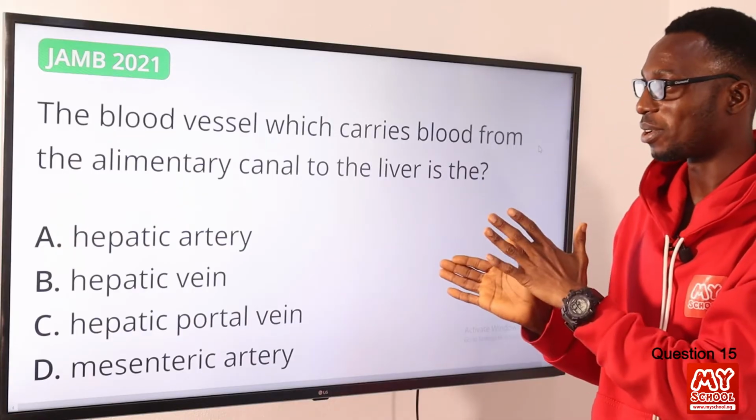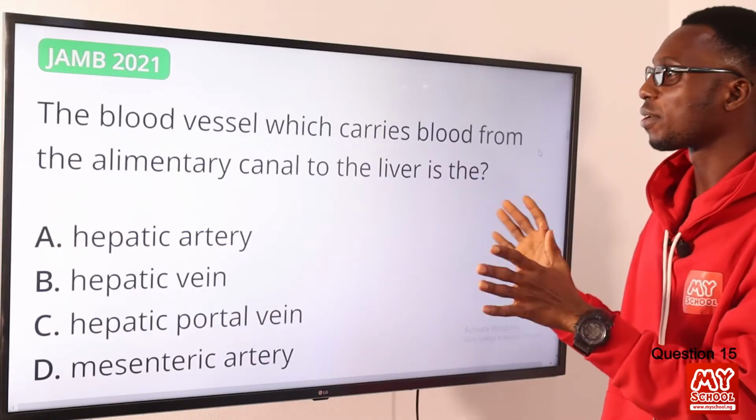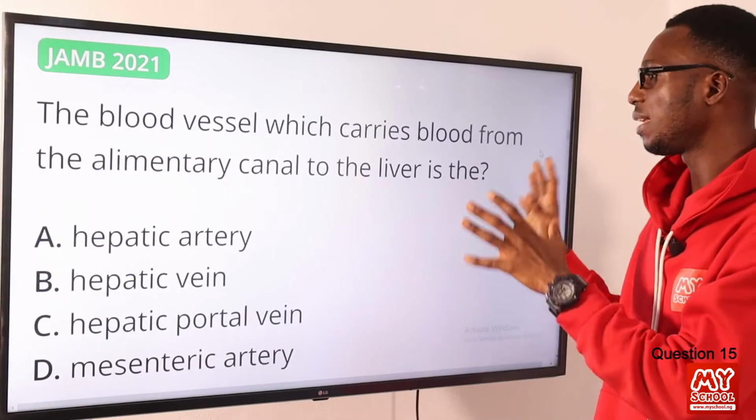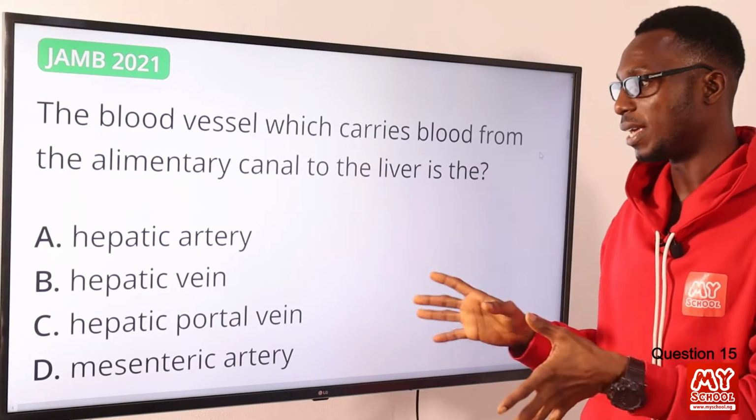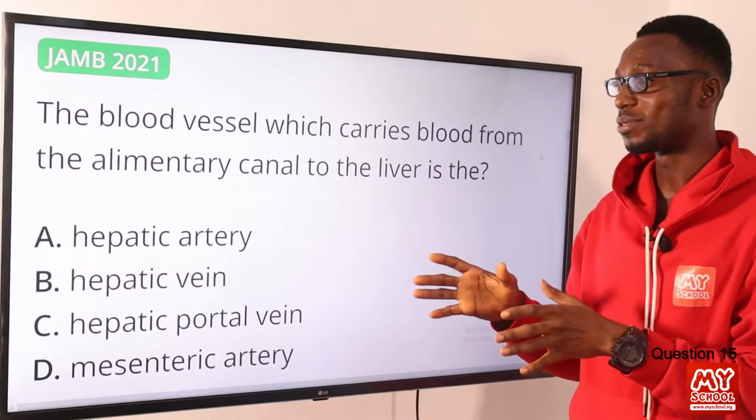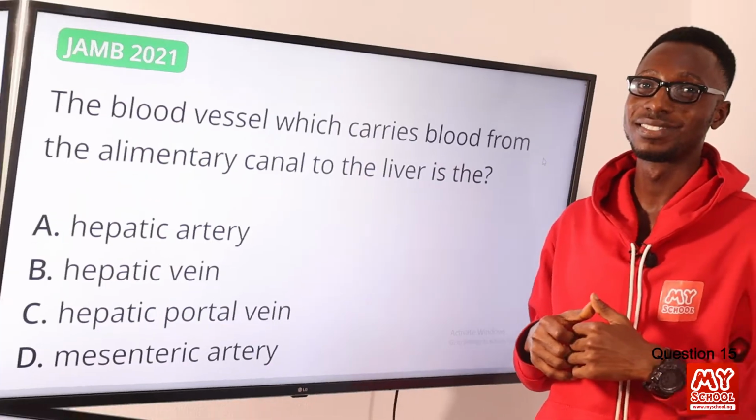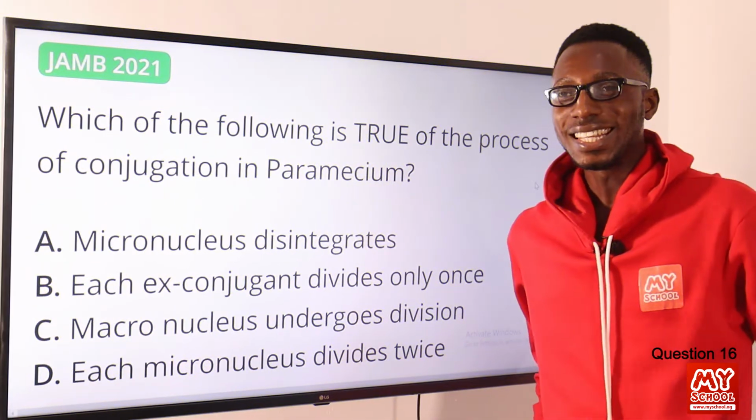So let's go back to the question. The blood vessel which carries blood from the alimentary canal to the liver is the hepatic portal vein. Option C is the right option. Question 16.